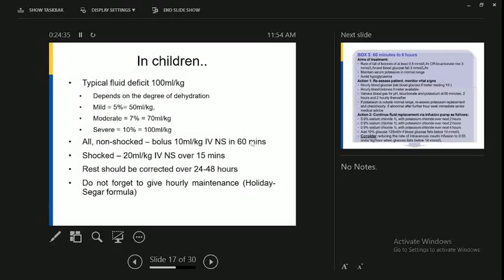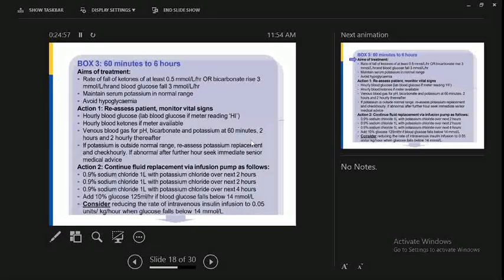So what you can do is give the bolus, then take the full deficit, reduce the initial bolus, add the 24-hour maintenance fluid to that, divide it by 24 or 48 hours, and then give it over 24 to 48 hours. So from 60 minutes to 6 hours and up to 12 hours, you have to see whether your goals are achieved.